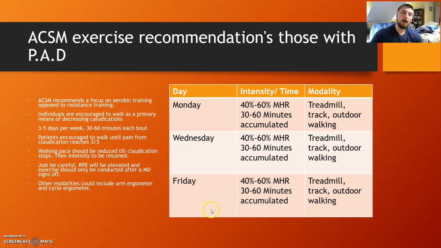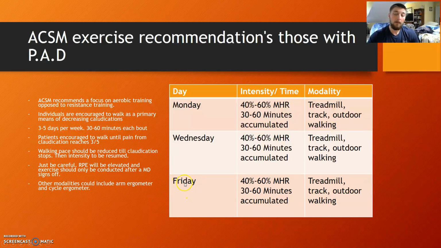The ACSM recommends a very similar exercise prescription to that of the National Institute of Health, and it looks very similar to any other ACSM aerobic prescription. It's 3 to 5 days a week, 30 to 60 minutes each bout. The one thing that you want to be careful with these individuals, though, is that we cannot have them do anything max exercise because they're going to have that extra stress on the heart. So if you're going to max exercise test them, they need to have the supervision of a medical professional, such as a medical doctor. That is out of the scope of our knowledge, and we need someone to pass off on that.